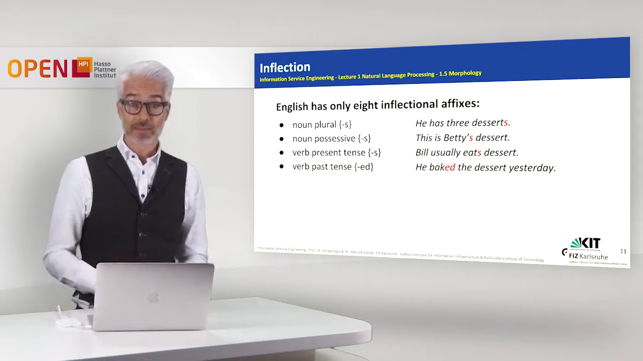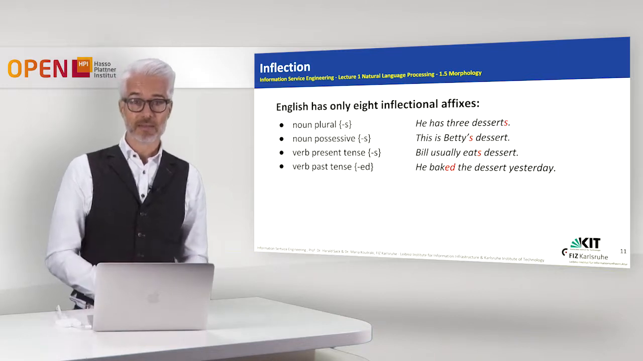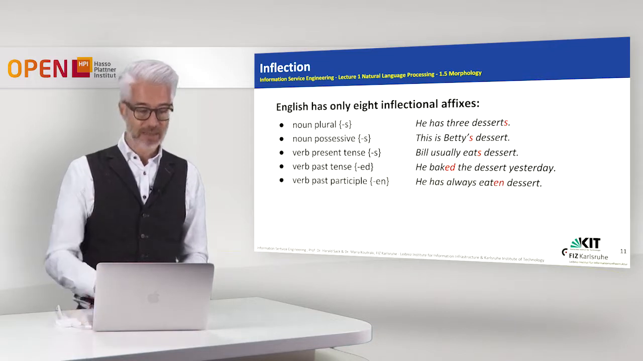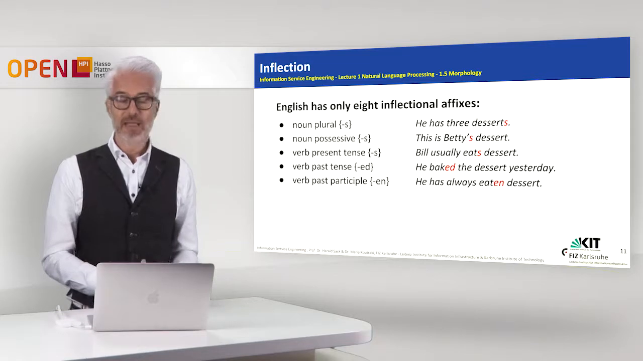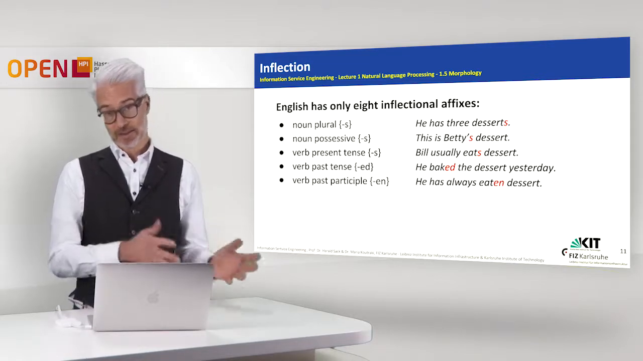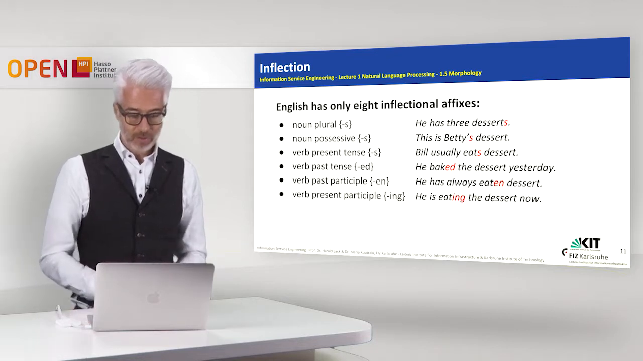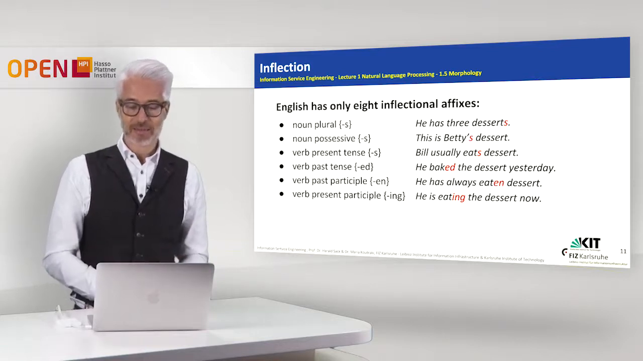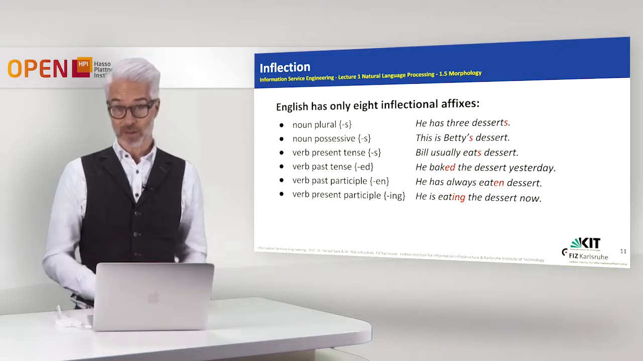For the past tense, I use for a verb the affix ed. So he baked the dessert yesterday. There ed expresses past tense. Then for the verb we have the past participle. He has always eaten dessert. This is an en, which is put as a suffix to a morpheme or to a verb. And then we have the present participle. He is eating the dessert now, for expressing that some action is going on right now.